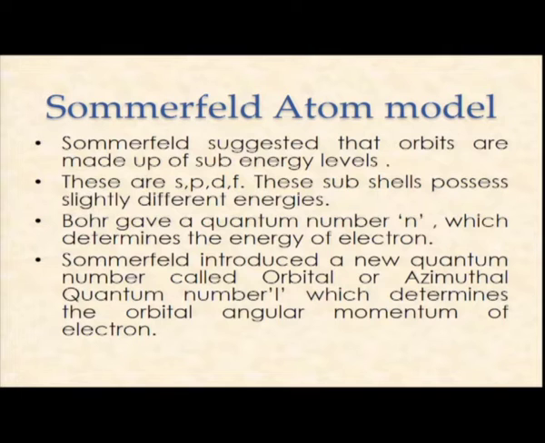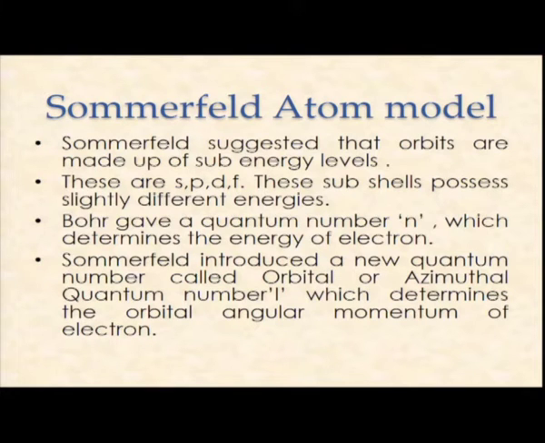Sommerfeld suggests that orbits are made up of sub-energy levels. This is another concept introduced by Sommerfeld. In the Bohr atom model, Bohr said only about the orbits. He didn't say anything about the suborbits or sub-energy levels. Sommerfeld proposed those sub-energy levels. These sub-energy levels are named S, P, D, F, which we use in the electronic configuration of an atom.